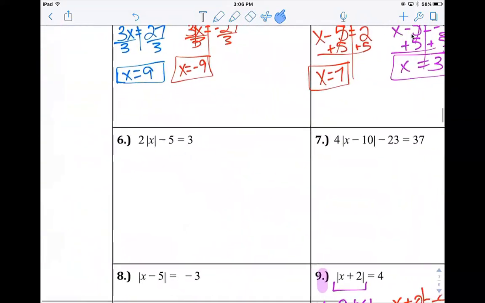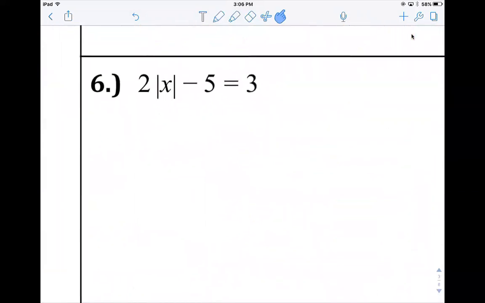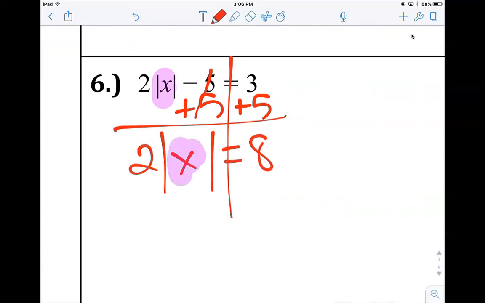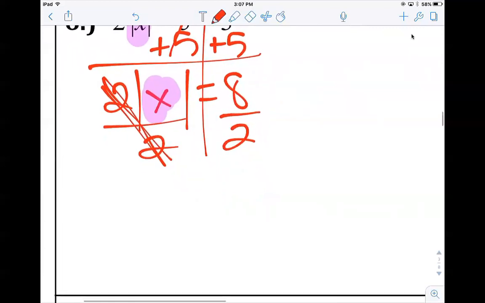Moving down to problem 6, again, we want to focus on getting absolute value by itself first. So we're going to add 5 to both sides. So we have 2, absolute value of x equals 8. Still want absolute value of x by itself, so we'll divide by 2. And remember, the multiplying and dividing of 2 cancels each other out, so it's like it never happened. So we have absolute value of x now equals 4.